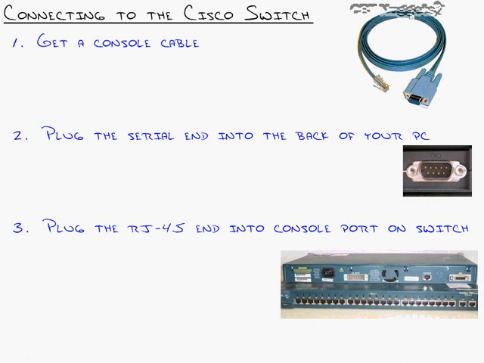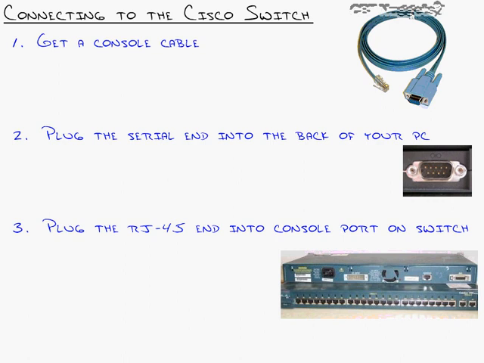Now, hopefully, when you bought your Cisco equipment, you got a console cable with it, because every Cisco device that you buy will have a console cable. But if not, you can go on eBay or any store and they'll be able to sell you one. Really, it's just a fancy Ethernet cable, and we'll talk more about them in just a moment. But you plug into the back of your PC, you plug the RJ45 into the console port on the switch.